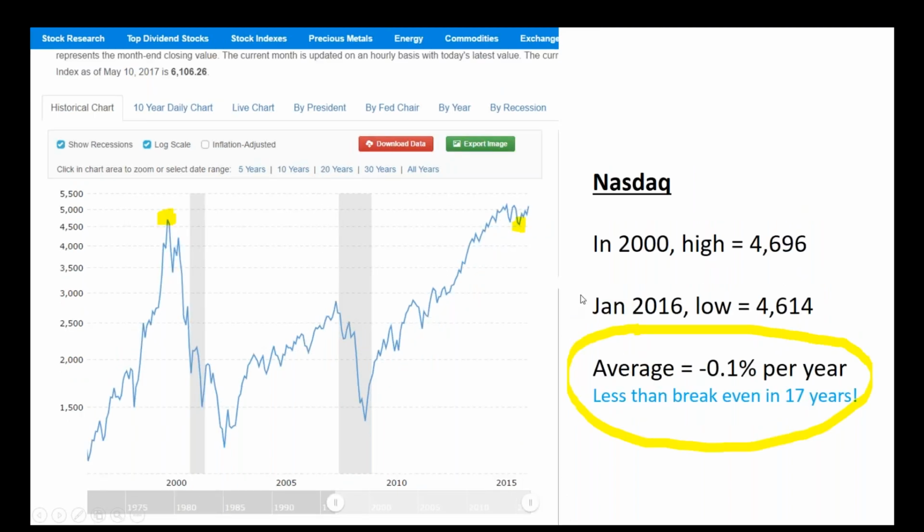Well, let's go to the NASDAQ. It averaged a loss of 0.1% a year for 17 years. Is that ahead or behind inflation?